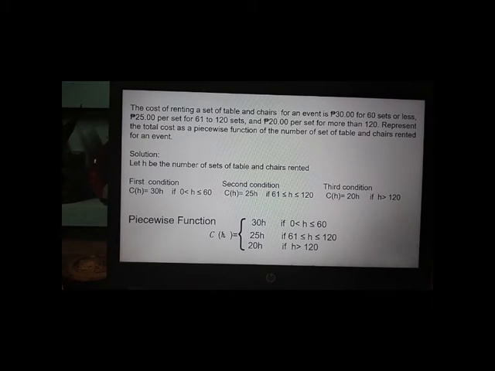Example, kung pananglitan mo rent mo og 50 ka buok set of tables and chairs. So which among the 3 formulas are you going to use? Very good. So you're going to use the first formula since you're going to rent 50, which is greater than 0 but less than or equal to 60. So the formula you're going to use is the first one, 30H.